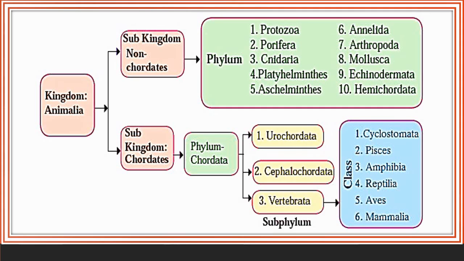And subkingdom chordate is divided into phylum chordate, and further phylum chordate is divided into three subphylums, that is subphylum Urochordata, subphylum Cephalochordata, and subphylum Vertebrata. Further, subphylum Vertebrata is divided into six classes, that is class Cyclostomata, class Pisces, class Amphibia, class Reptilia, class Aves, and class Mammalia.